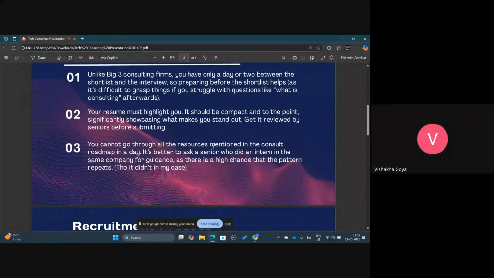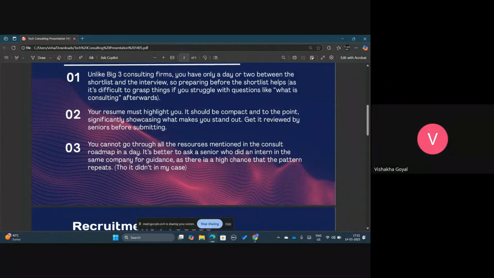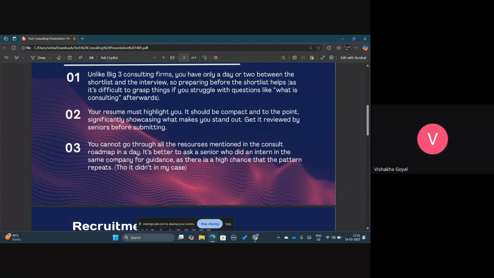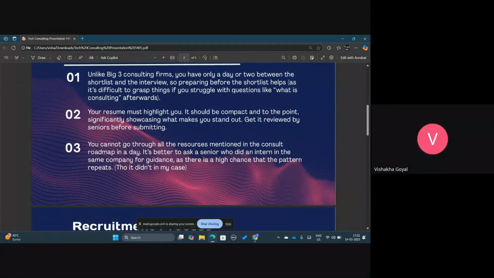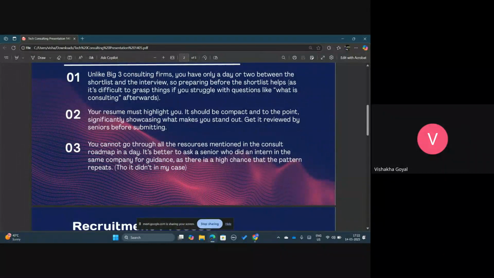Also, since you have just a day or two when you get to know that you have got shortlisted in tech consulting or a similar company, I'm specifically talking about companies like Accenture, you can't really go through all resources. So it's better if you ask a senior who had done an intern in the same company or is placed in the same company, because the pattern majorly is the same. Though it was not in my case, that's the sad part. But usually, what type of case studies they ask, there's a high chance that the pattern is the same.